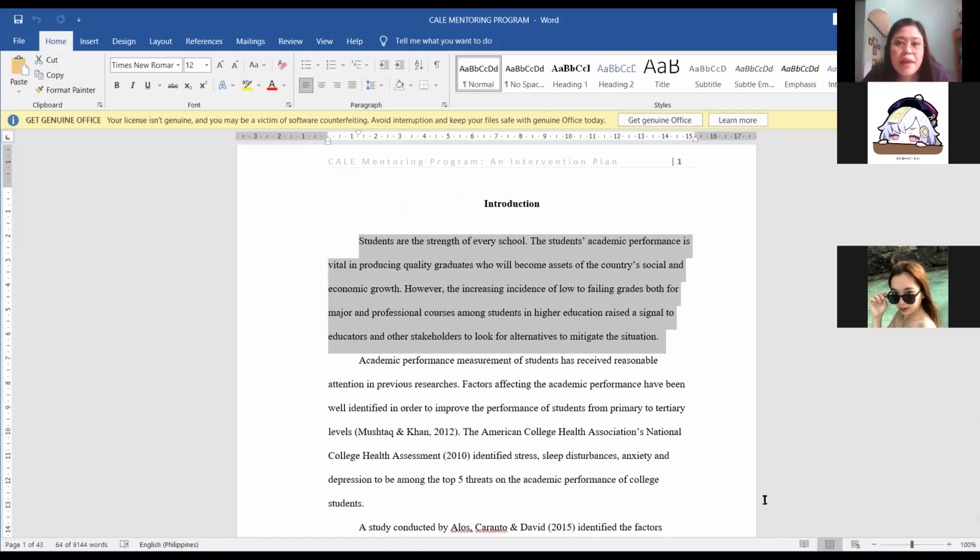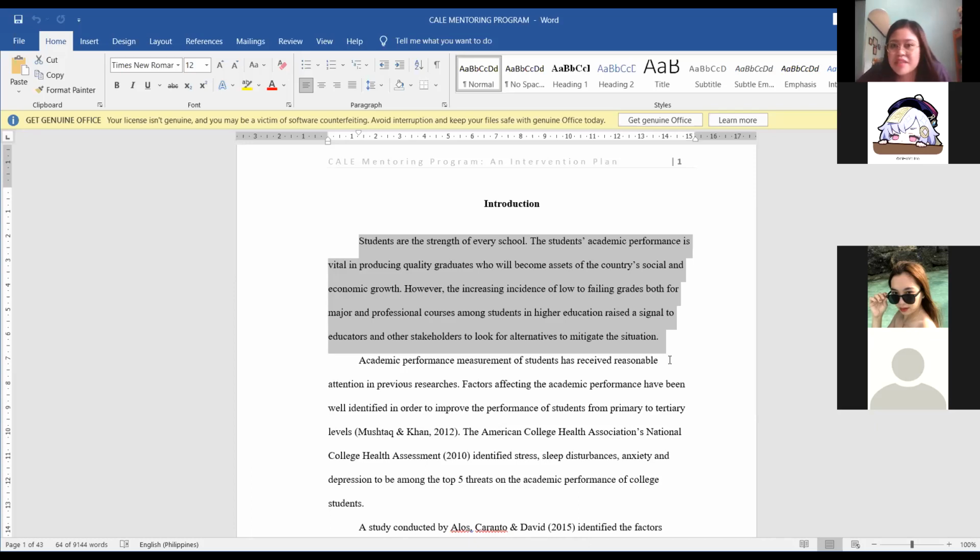So since my problem is the academic performance of the students sa eskwelahan, so this is how I introduce the problem. So students are the strength of every school. The students' academic performance is vital in producing quality graduates who will become assets of the country's social and economic growth. However, the increasing incidence of low to failing grades both for major and professional courses among students in higher education raised the signal to educators and other stakeholders to look for alternatives to mitigate the situation. So that's how I introduced my problem.